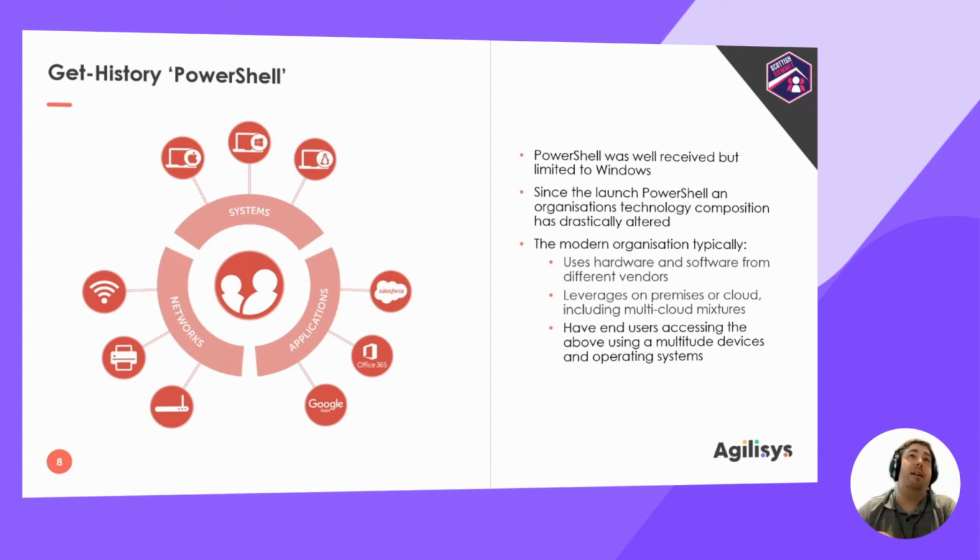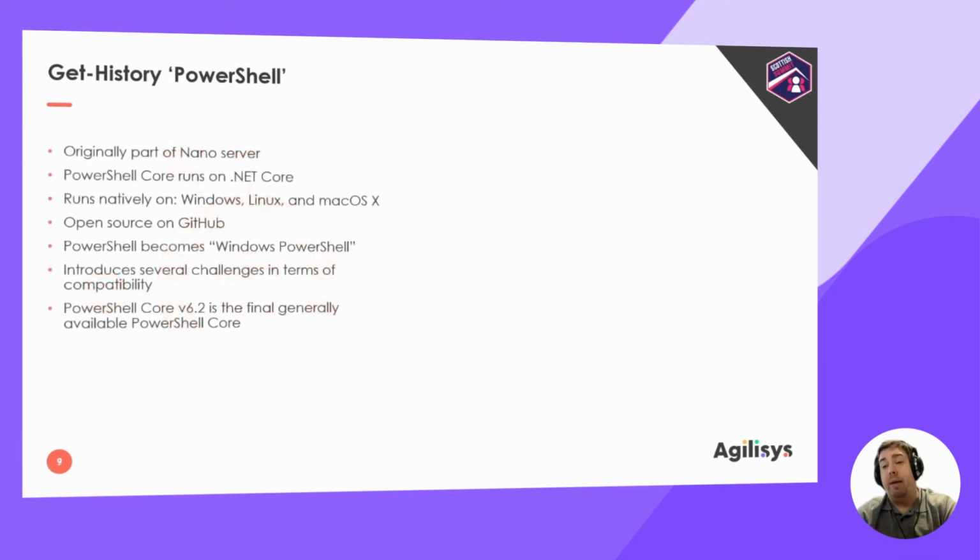I think Microsoft recognized this, and thankfully they recognized the need for something. Around 2016, they started driving towards open source. This is where PowerShell Core came along, and the key thing was that it was originally part of Nano Server. Like I was saying, it runs across Windows, Linux, and macOS, the three platforms it launched with.